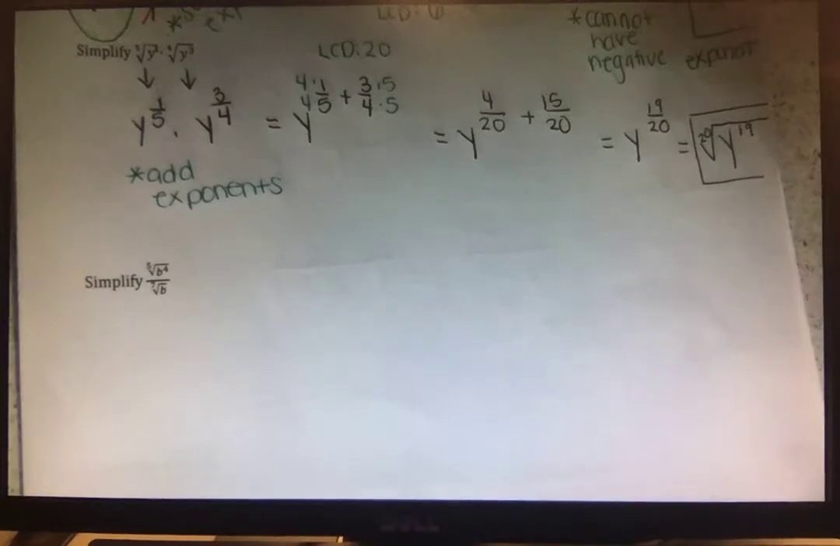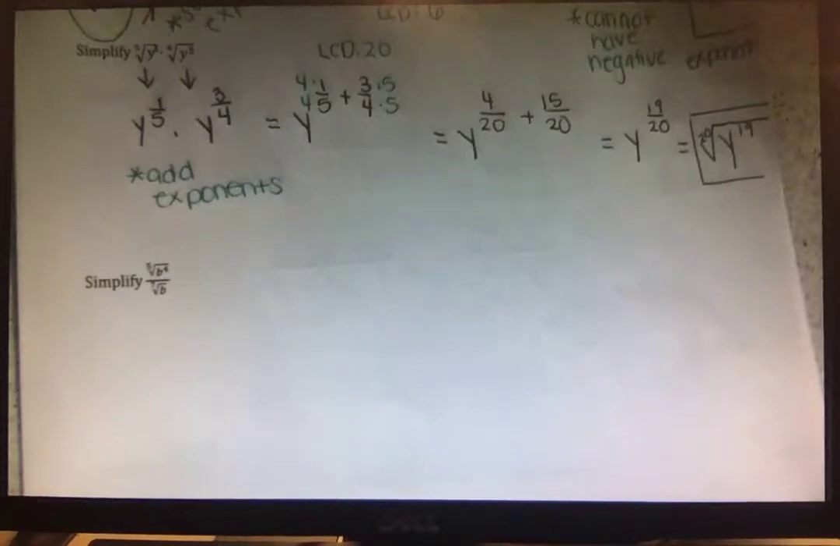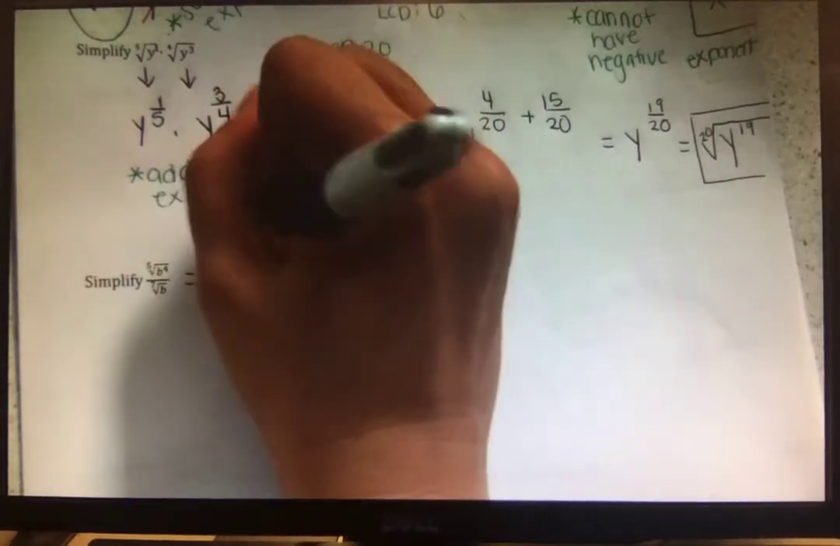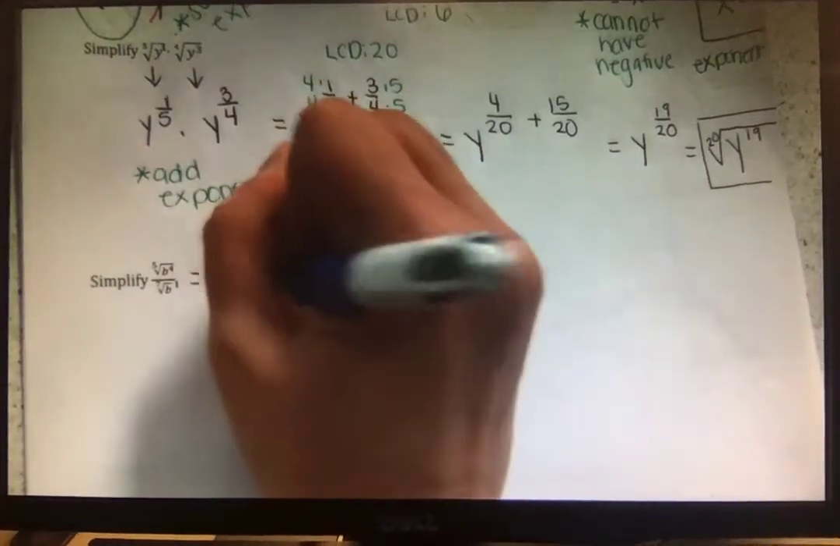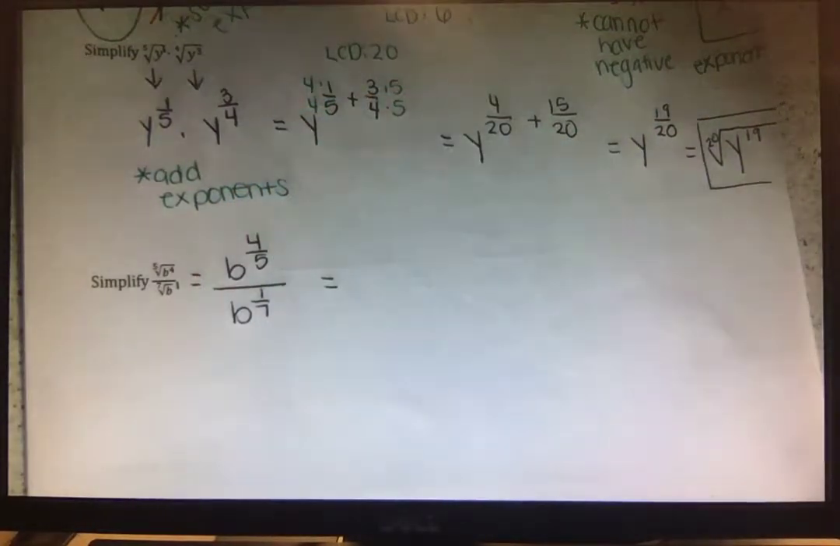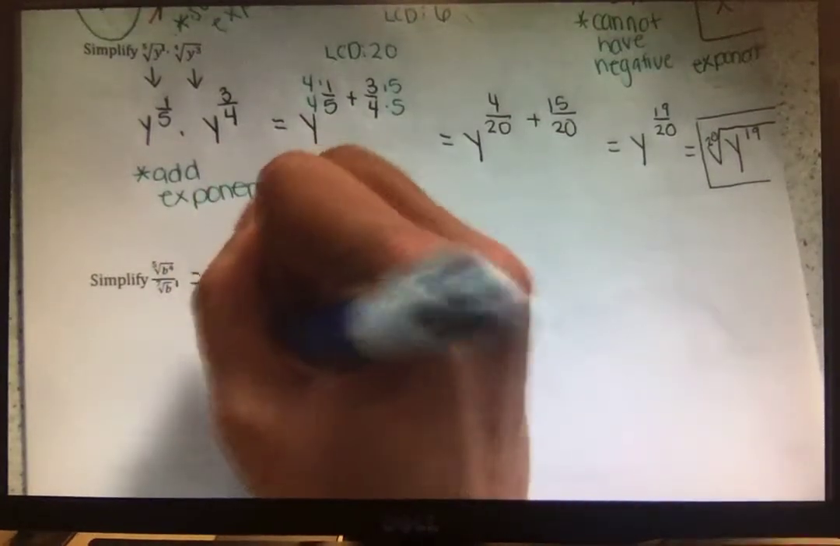So to simplify, the fifth root of b to the fourth divided by the seventh root of b. Same concept. I have the fifth root and I have the seventh root, so they're not the same like terms, but I can write them with fraction exponents and make them like terms. So we have b, fourth power, fifth root, over b, first power, seventh root. So now they're both b's, they're being divided, so we can subtract our exponents.